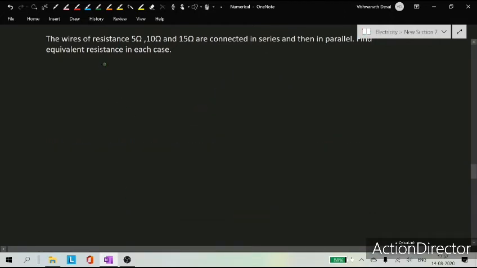The wires of resistance 5 ohm and 10 ohm. They have given 3 wires here. The first one is a wire having a resistance of 5 ohm, the second has a value of 10 ohm, and one more resistance wire, which is equal to 15 ohm, are connected in series.